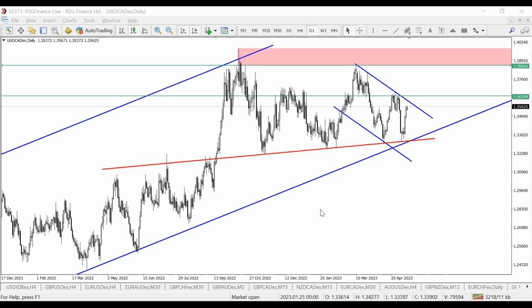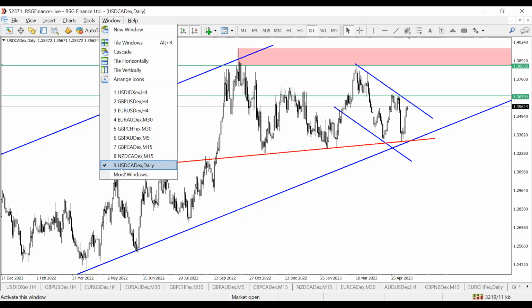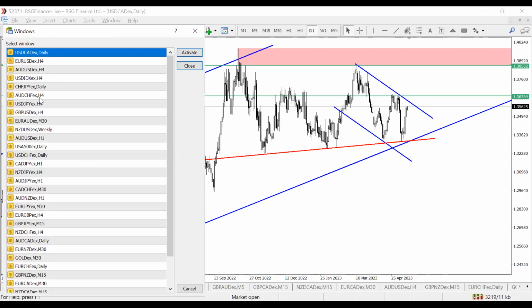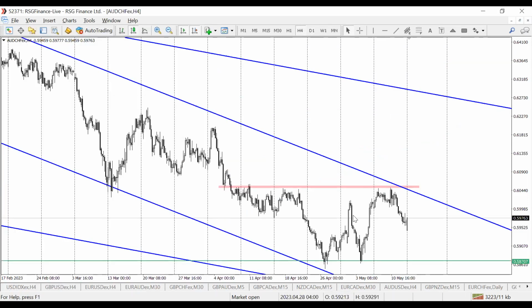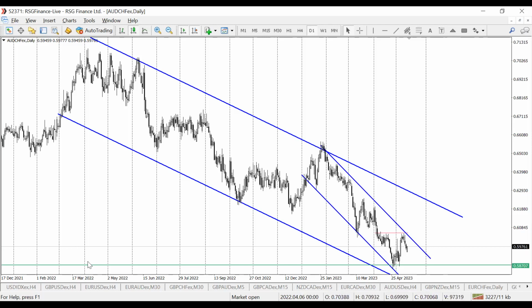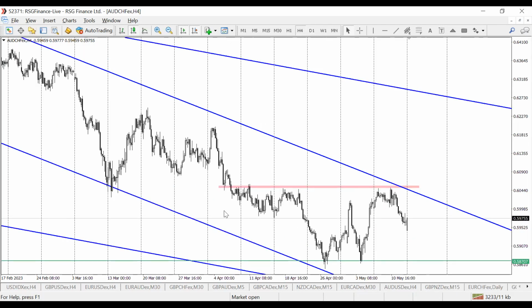Let's go there. Australian dollar Swiss franc. Let me get that for us. There you are. Australian dollar Swiss franc. Now this is a nice pair, really nice structure to the downside. Since 2022 March, we can see that structure to the downside. Right about now is still on the H4 chart. You still see that.